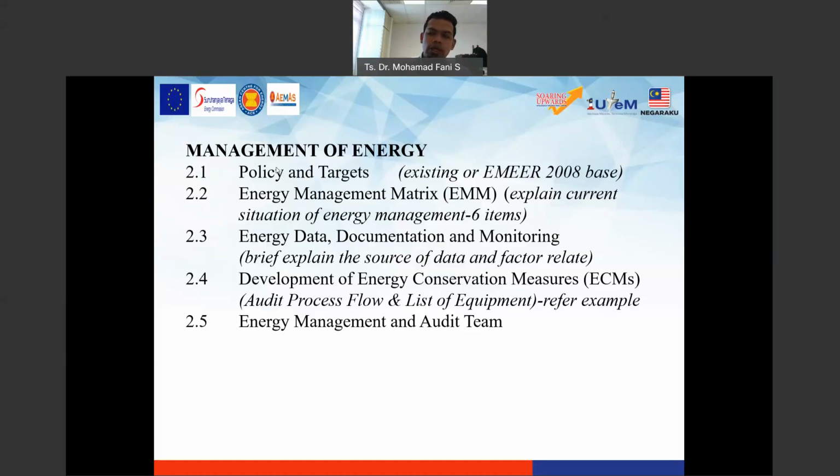we try to describe their policy or their target, or to explain a little bit about the EMSO if this installation is affected by EMSO 2008. But or else we just describe their policy and target. If there is a policy for the energy, then we update based on what they have practiced currently, or there is something that we can do for this kind of management based on the energy management matrix, right?